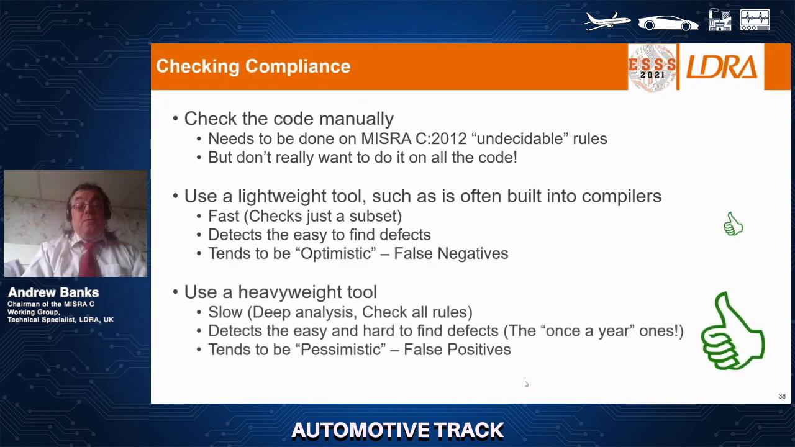Or you can use a heavyweight qualifiable tool. Yeah, they're slower. That's because they're doing a deeper analysis, checking all the rules. And they're more likely to find the hard defects as well. And these tools, they tend to be pessimistic. You may get false positives, but surely it's better to flag something as being of interest than not flag something that is of interest.